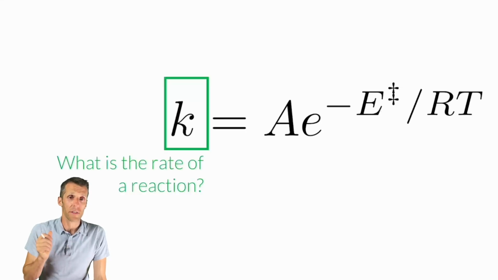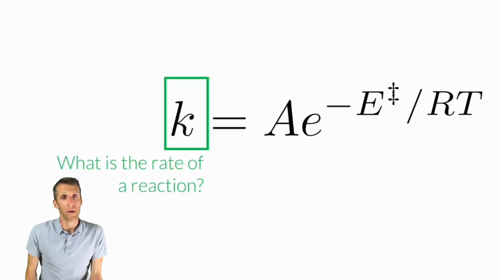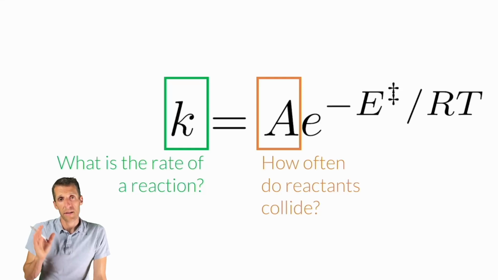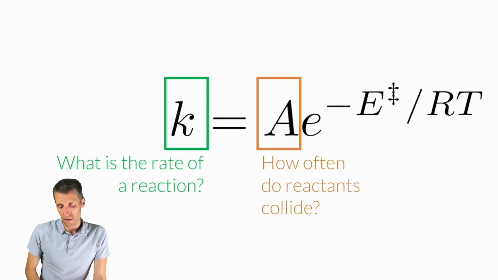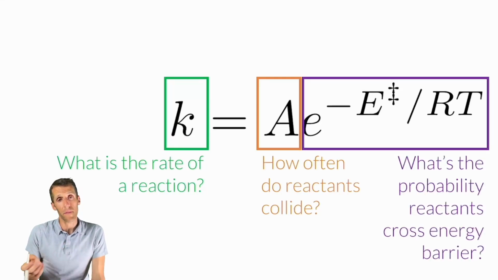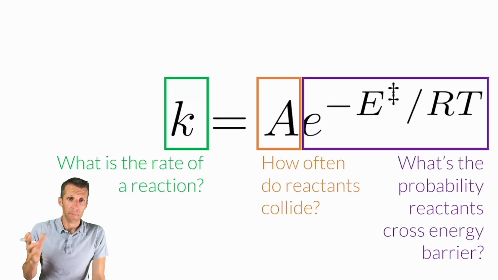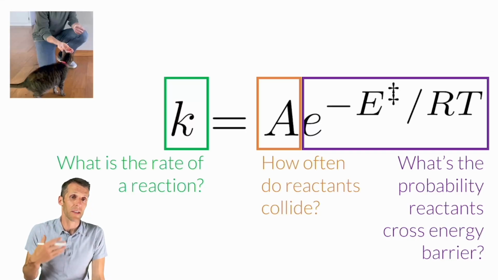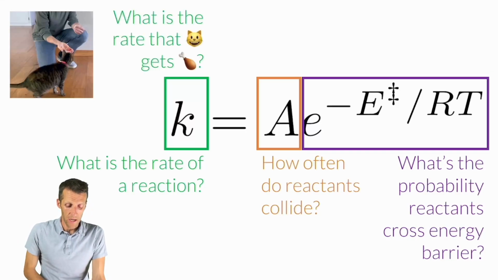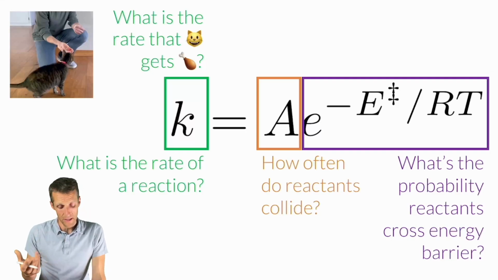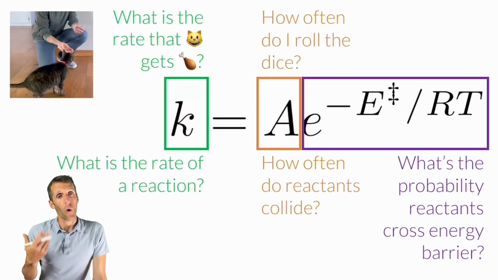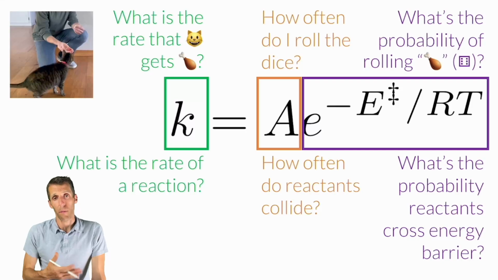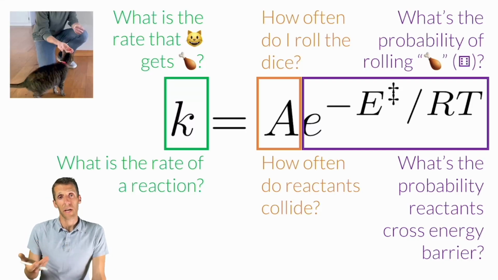But at a very high level, I described k, the rate constant of a reaction, as being determined by how often the reactants collide, and then the probability that when they collide they actually do the reaction, they hop over an energy barrier. I made an analogy for this with my cat, basically rolling a dice, and every time I got a 6, I gave the cat a piece of chicken. So what's the rate that the cat gets chicken? That's determined by how often I roll the dice, and then the probability of rolling something that gives a chicken, in this case a 6.